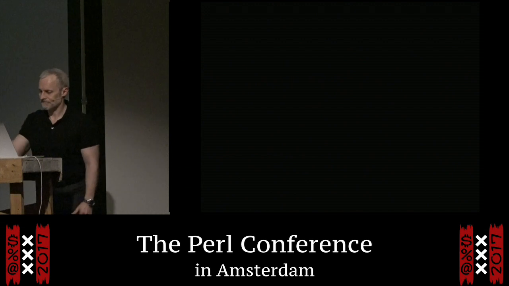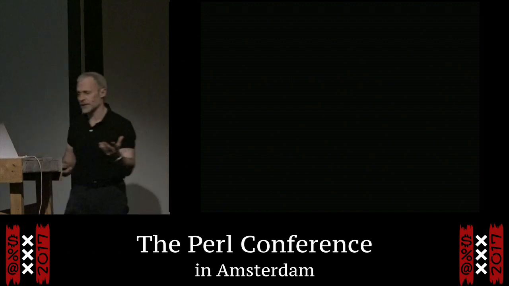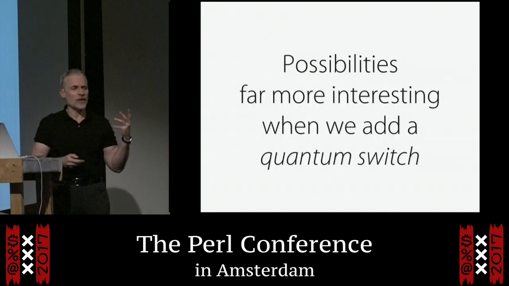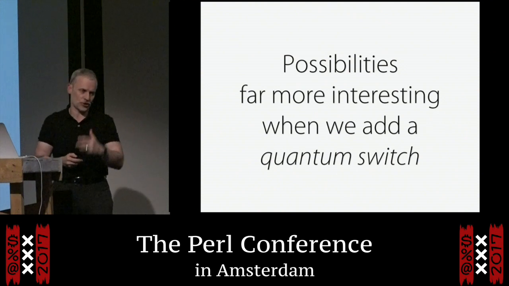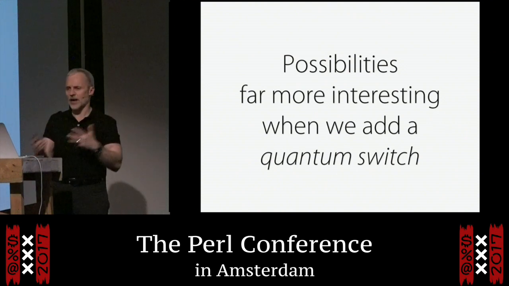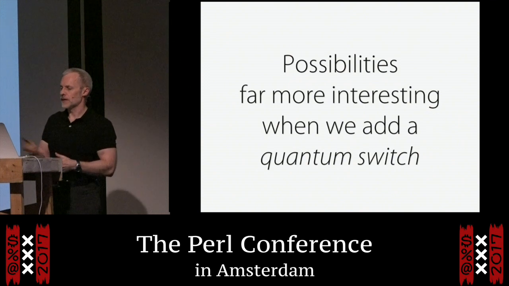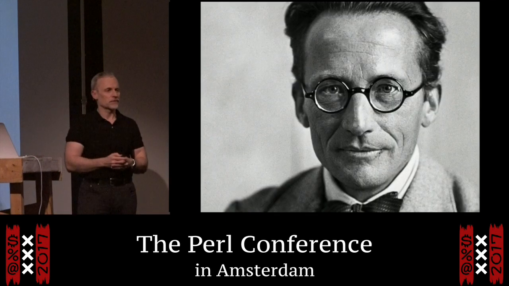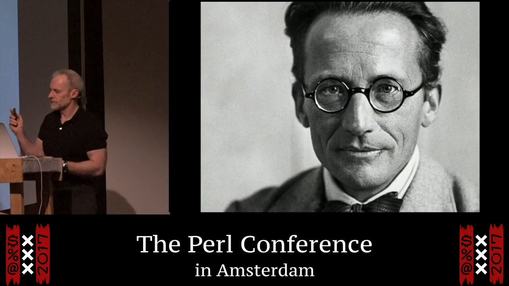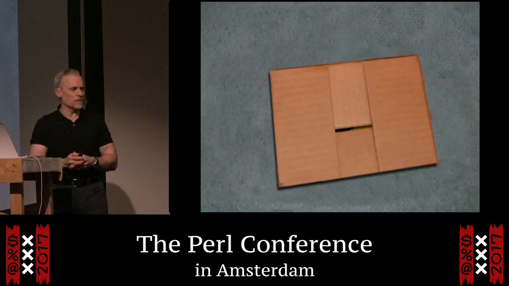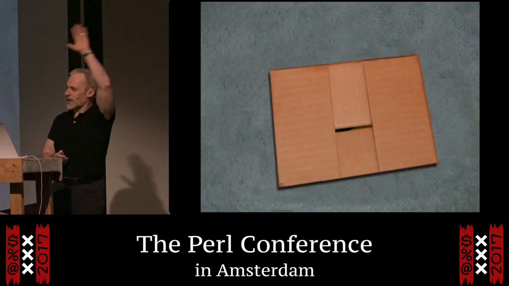What's more interesting than that is what happens when we add a quantum switch. Because these are just assignments, we need control structures. So for that we need this guy, Erwin Schrödinger, and his famous cat in the box experiment. Does everyone know the Schrödinger's cat experiment?